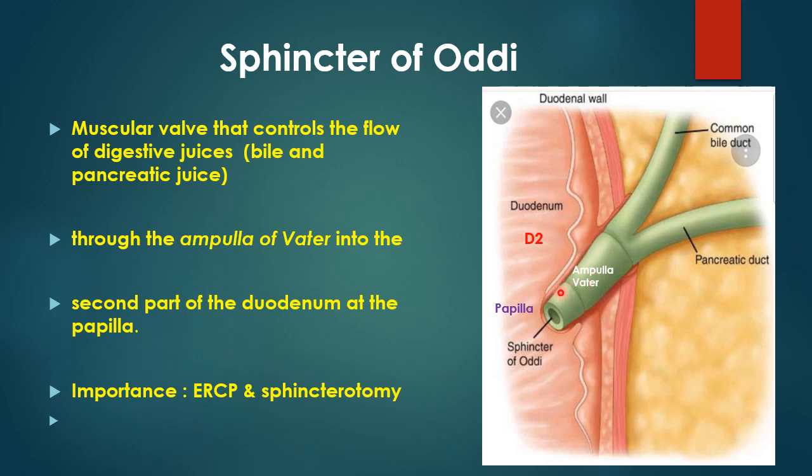Why is this important? This is very important because these days ERCP, which is a very important procedure, is done by injecting the dye into this ampulla of Vater through a duodenoscope. And sphincterotomy is also done here to remove stones, which are commonly impacted in the lower end of the ampulla of Vater.